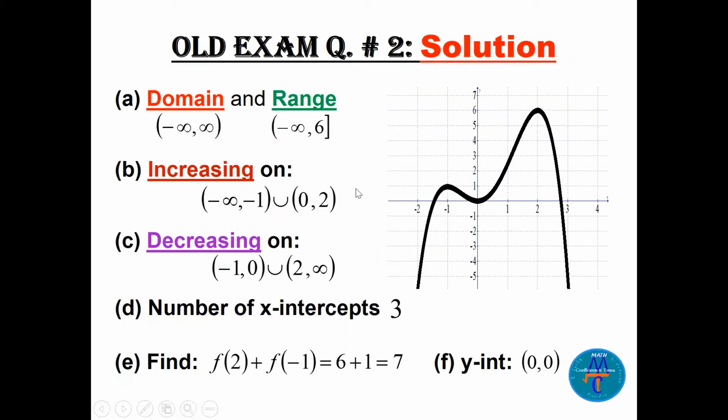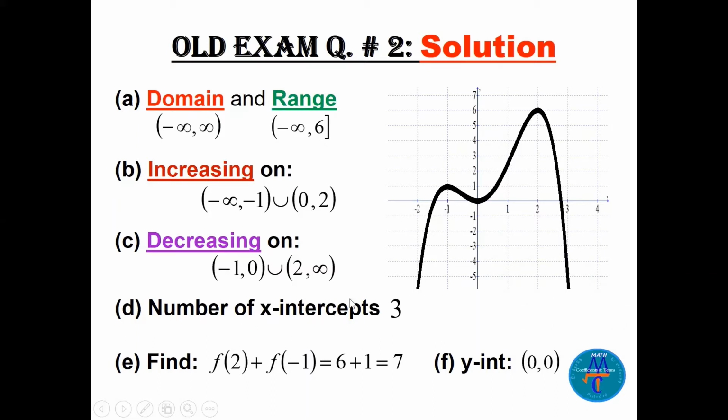For increasing or decreasing, we take the values on the x. The graph is increasing, rising from left to right, until minus 1. We take only the x values, so from minus infinity until minus 1, union. Now there is a 0 and a 2 here. The graph is increasing until 2. We don't take the value 6, because that's the maximum. Now decreasing from minus 1 to 0, and another decreasing here, it will go to infinity from 2, not to 3. It will go down to infinity.